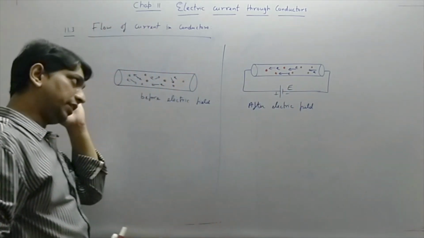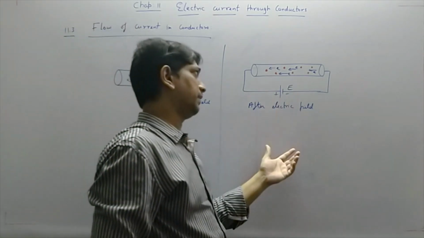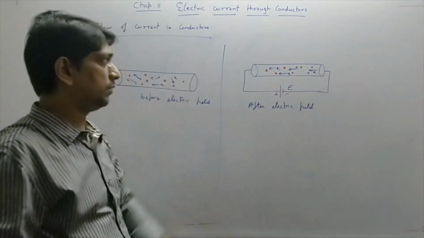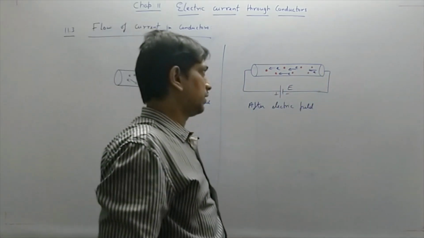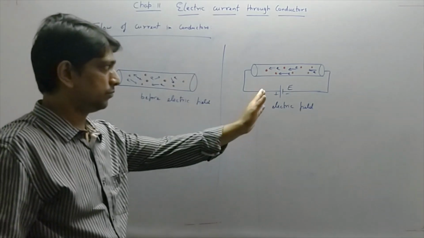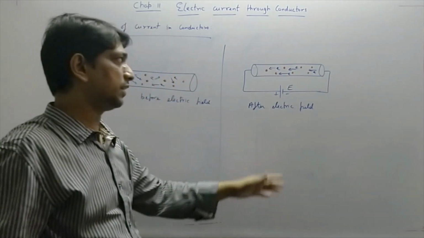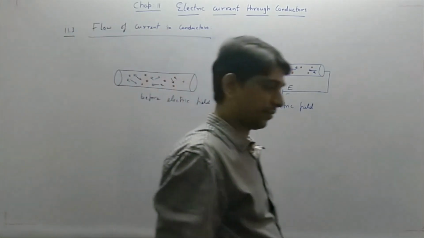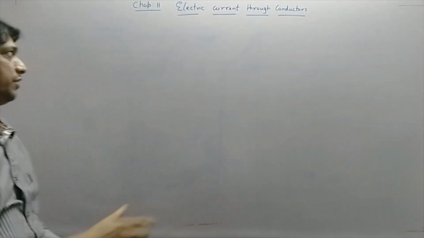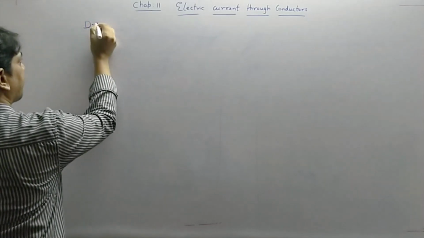So when a steady electric field is applied, the battery or the cell is applied, there is a continuous flow of electrons from lower potential to higher potential. Okay, there is a steady flow of electrons, so there is a steady flow of current from higher potential to lower potential. That is basically what we take as conventional current. Talking about drift speed, this topic we have in 11.4.